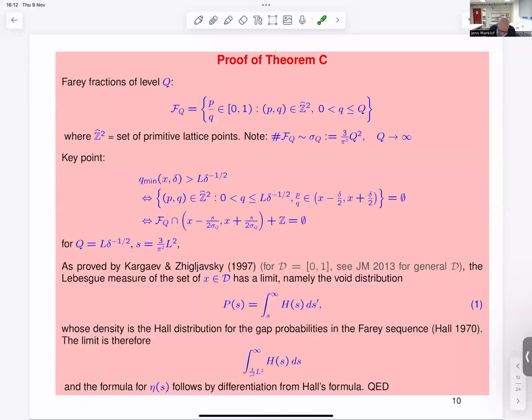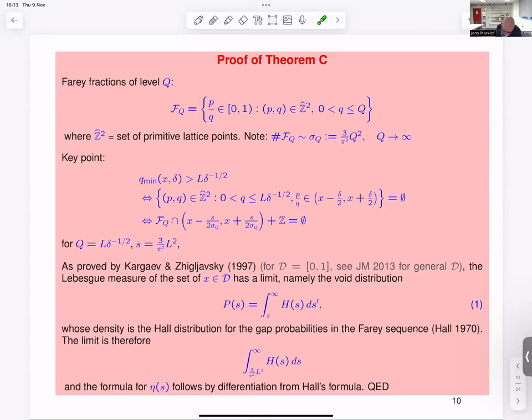Okay. So let me show you the proof of the theorem for the limit distribution and explain to you also what the limit distribution is. Apart from the explicit formula, what I'll show you is that it's connected to the statistics of Farey fractions. So here is the Farey sequence of level Q: all reduced fractions with denominator at most capital Q, and we can write it in this way. Z2 hat here denotes the set of primitive lattice points, and you may recall that the number of points in our Farey sequence of level Q grows like Q squared times 1 over zeta 2, so 3 over pi squared.